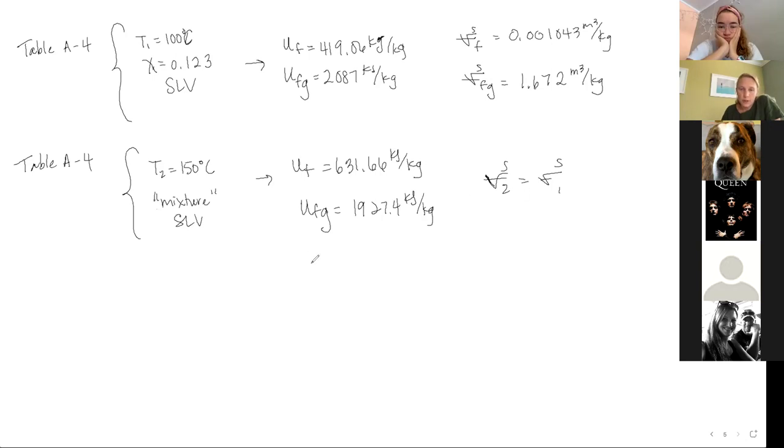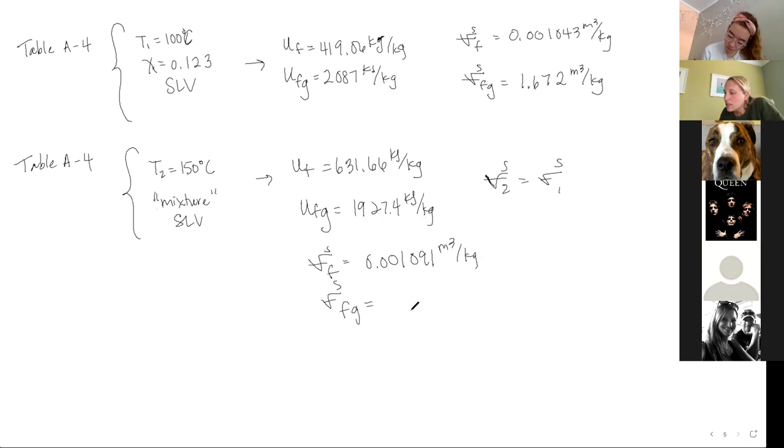This is true, but I'm still going to write down the specific volumes here for another reason. The specific volume of my saturated liquid at this point is 0.001091 cubic meter per kilogram, and my specific volume for my saturated liquid vapor is 0.39248 cubic meters per kilogram. While this is true, it is useful for looking at quality later, so I'm just going to write them down.